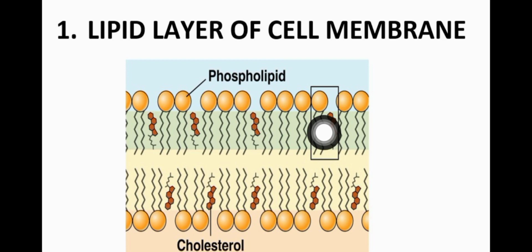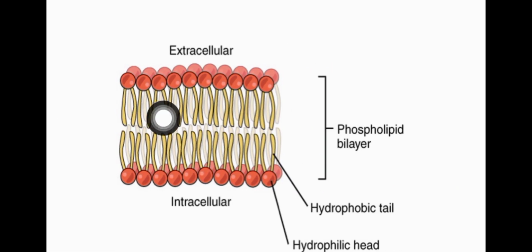Outer part of the phospholipid molecule is called the head portion and the inner portion is called the tail portion. Head portion is hydrophilic in nature, which means water loving. Tail portion is hydrophobic, which means water repellent. Because of this hydrophobic nature, only fat soluble substances can pass through the lipid layer of cell membrane, and water soluble substances pass through protein layers of cell membrane.